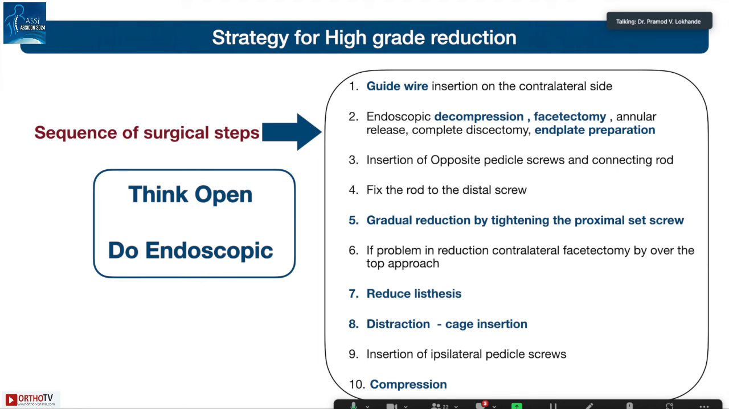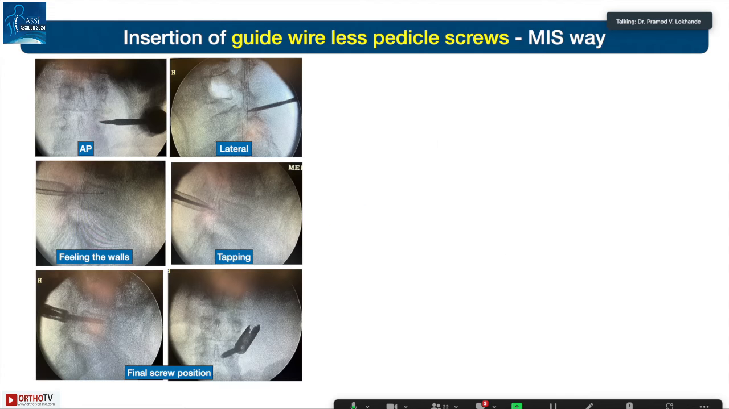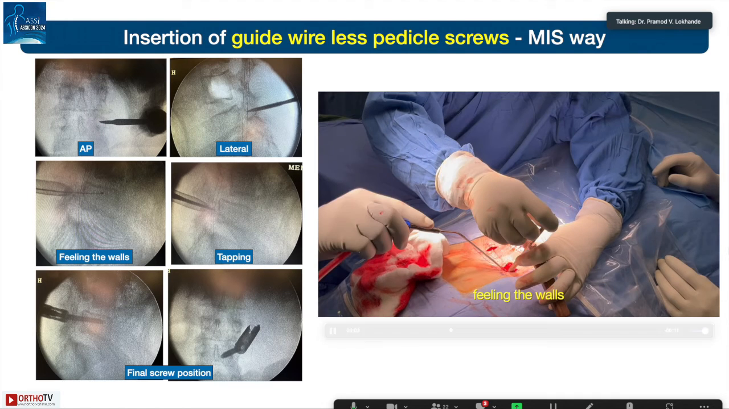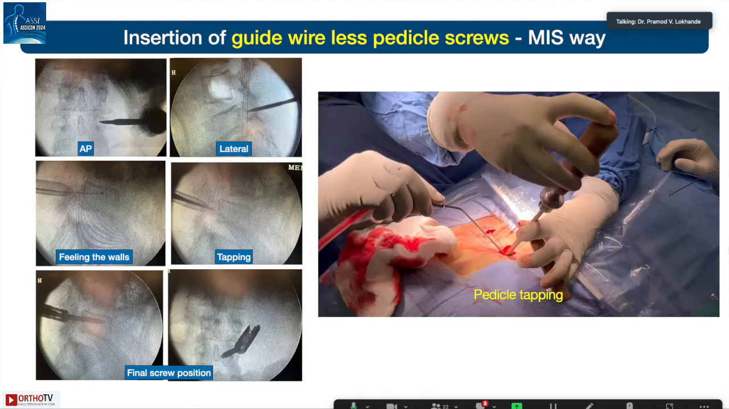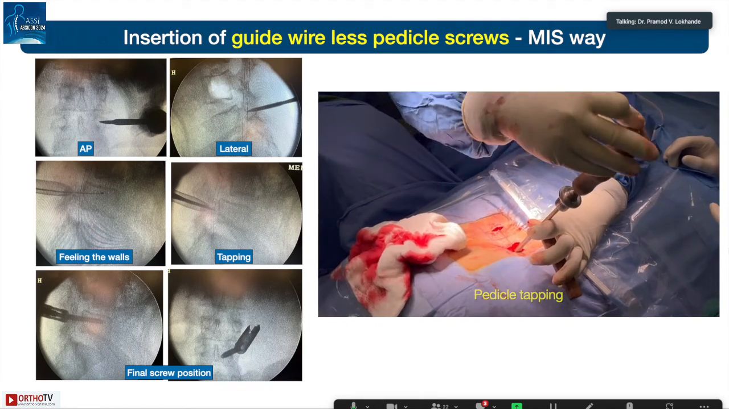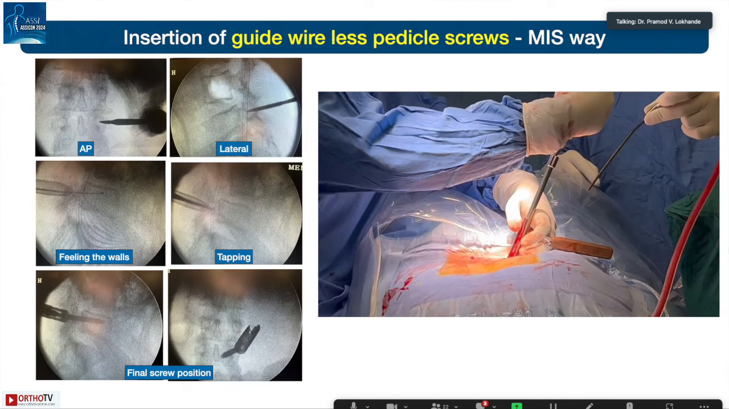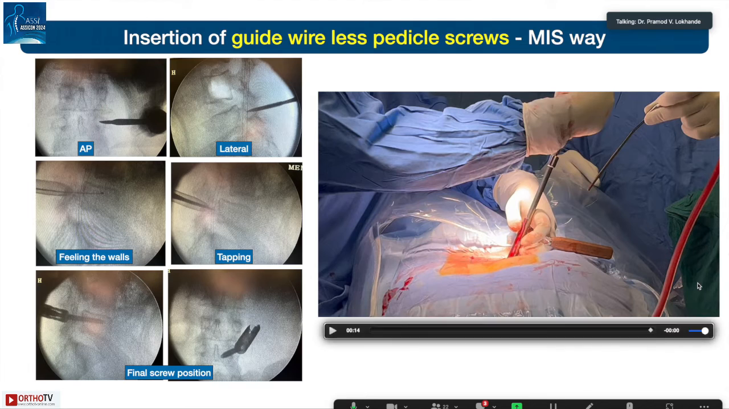Tighten the distal rod first, and then gradually using that reduction screw mechanism, I tighten the proximal screws so that the reduction happens. And many times I use a guide wireless pedicle screw insertion like this. So I just use a pedicle probe under image and feel it, and you can directly see it in this video. So that's the pedicle probe. The ball probe is able to palpate all the walls, so very useful in osteoporotic patients which have fragile pedicle walls. And this is the final insertion of the screws.